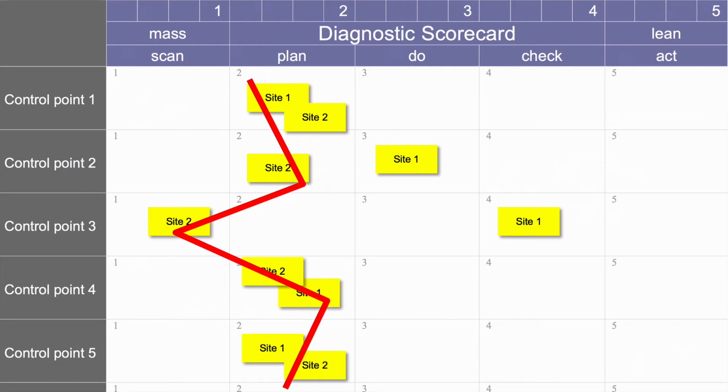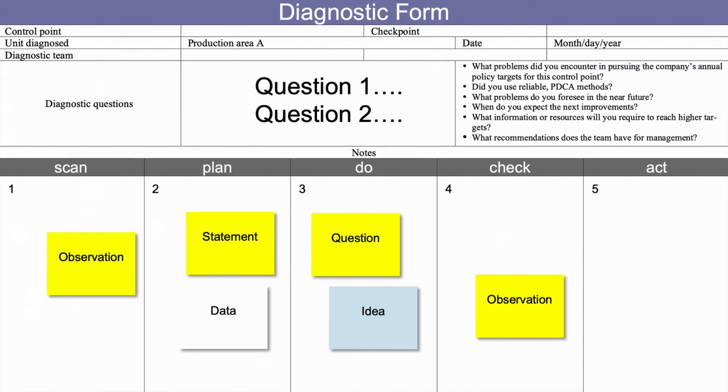Let's return to our case. Here we see the 2 diagnosticians have scored their sites, and overall, the organization is at level 1 because of this one observation at control point 3. So, in order to investigate what needs to be prescribed, we would turn to the diagnostic forms completed for Site 2. Here's the diagnostic form for Site 2, control point 3. And there's the observation at level 1, which determines the entire score for the organization. What can be done about it?